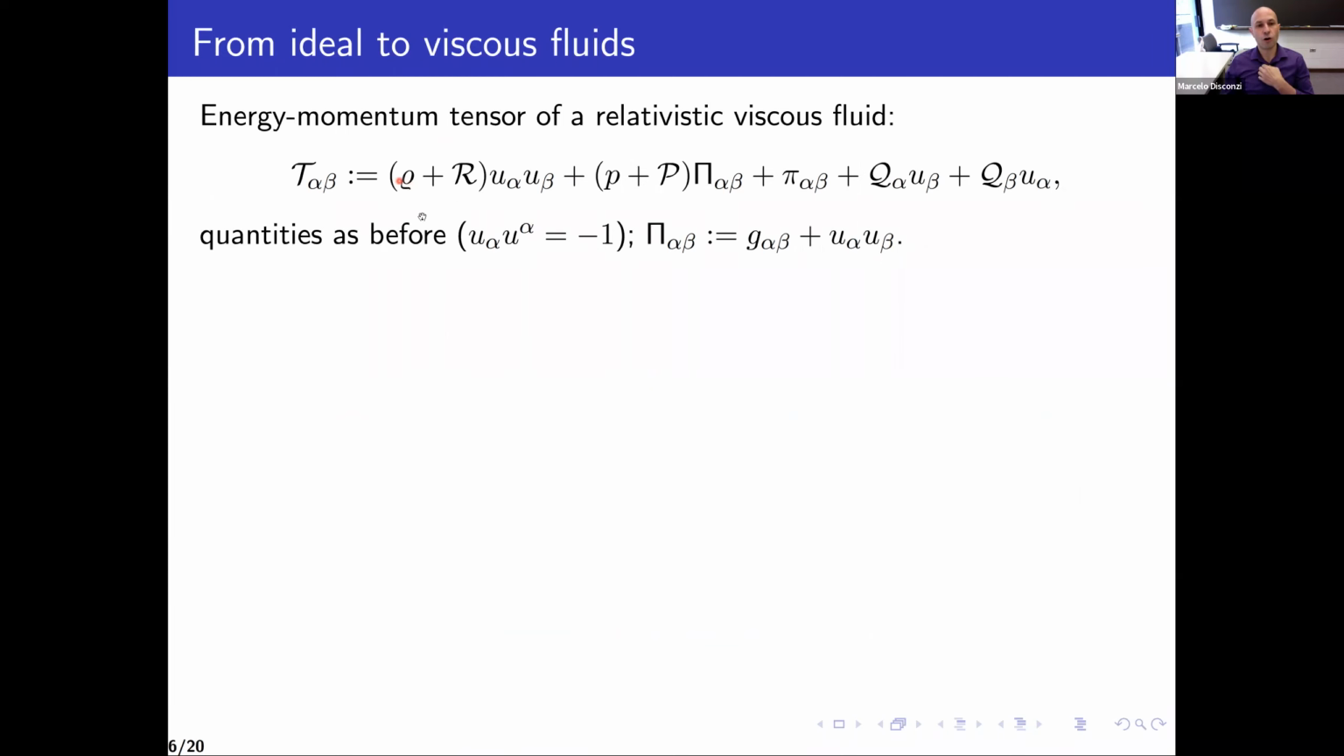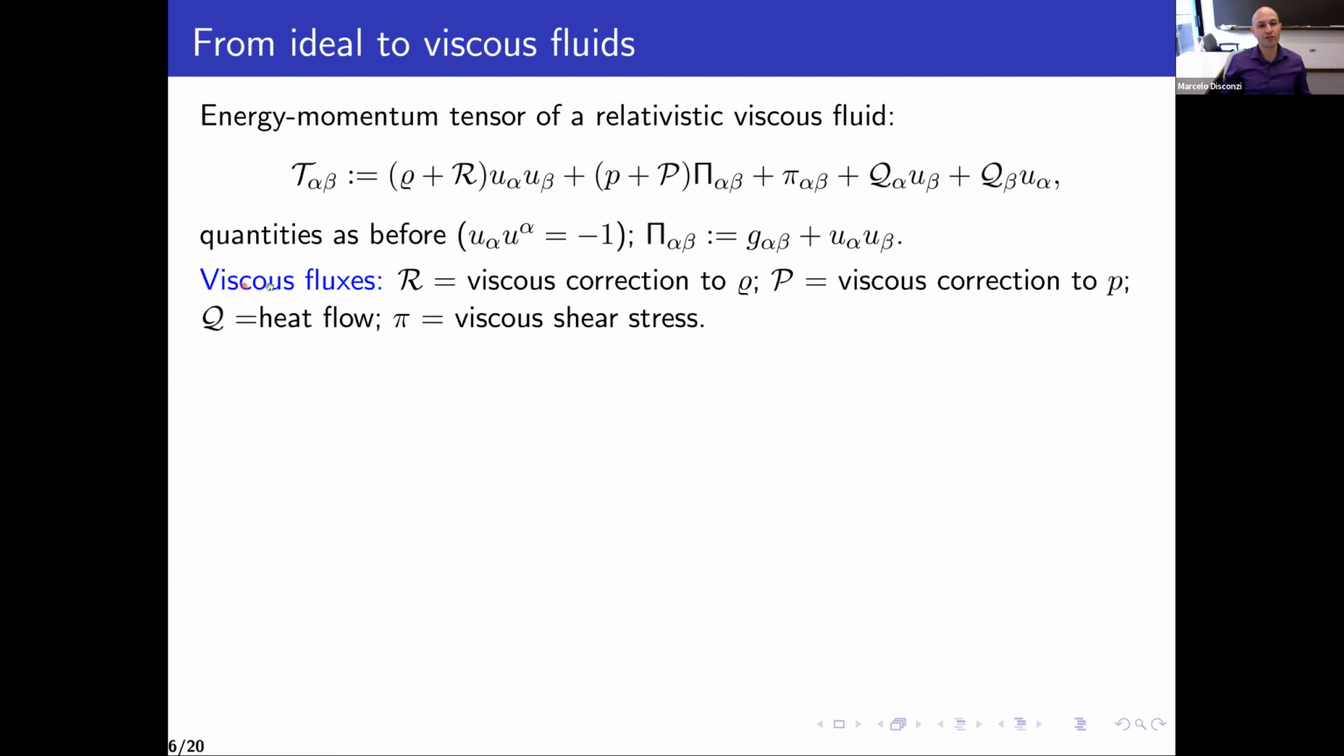So here, rho, u, and p are as before. Pi is just an abbreviation for this quantity, which projects onto the orthogonal to the velocity. So the new quantities compared to the ideal case are what we call the viscous fluxes. They are the viscous correction to the density, the viscous correction to the pressure, the heat flow, and the viscous shear stress. Okay?